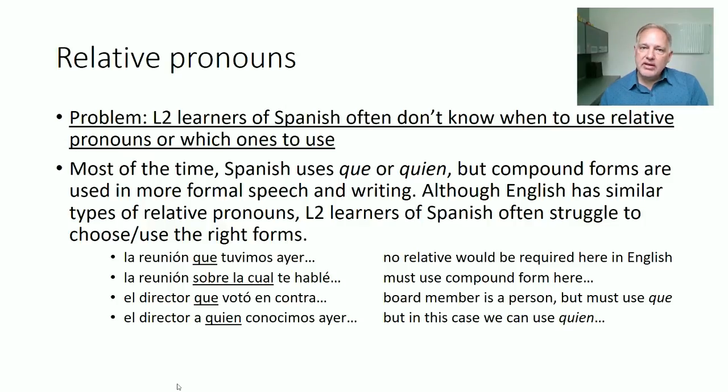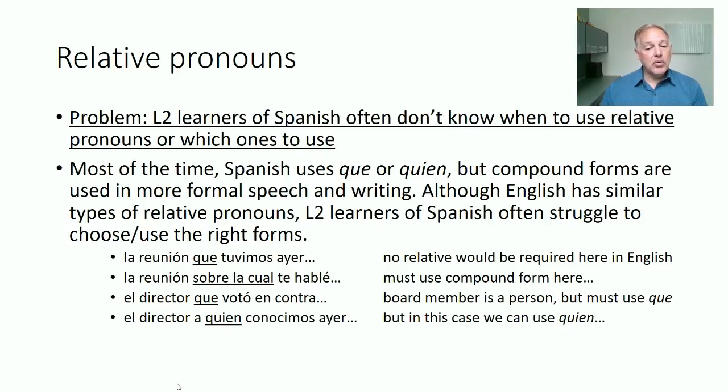So the meeting we had yesterday, la reunión que tuvimos ayer, right? The meeting we had yesterday. One reason this is tricky, even the use of que, is that in Spanish it's required. This relative pronoun que here is required. La reunión que tuvimos ayer, right? But in English it's not. I can say the meeting that we had yesterday, or just the meeting we had yesterday. So again, there's a disconnect between the English pattern and the Spanish pattern.